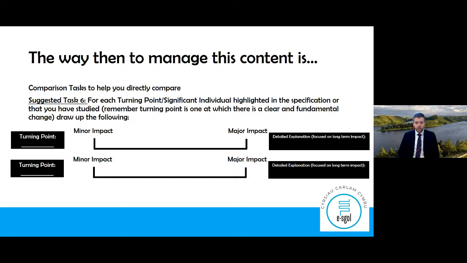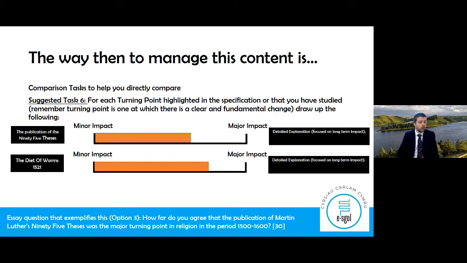Another way I suggest you manage this content is that you use comparison tasks to help you directly compare. So, for example, for each turning point or significant individual highlighted in the specification or that you've studied, you could draw up the following. Now, remember that a turning point is one at which there is a clear and fundamental change. By using these little graphs here, you can directly compare. So I've given an example here for turning points.